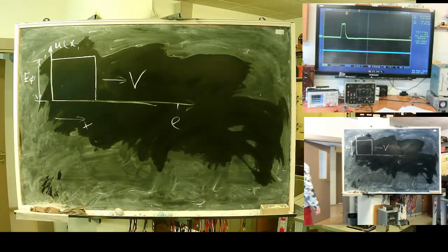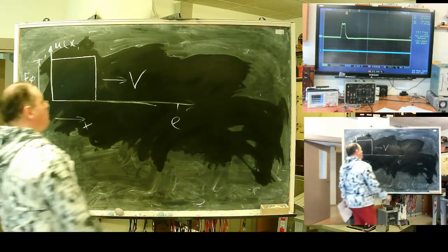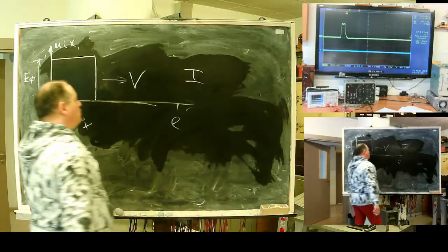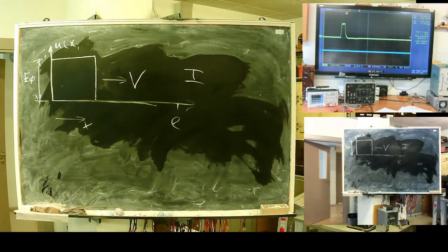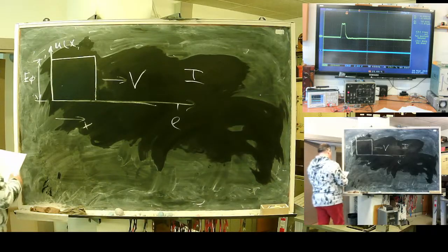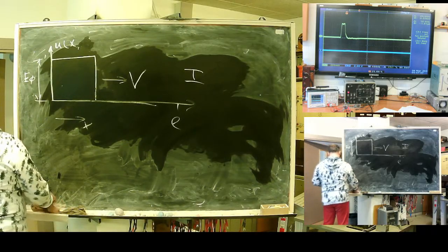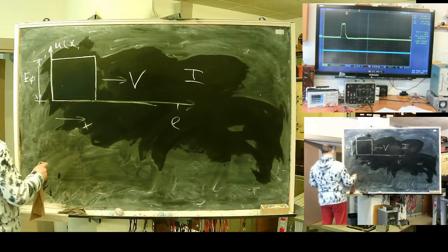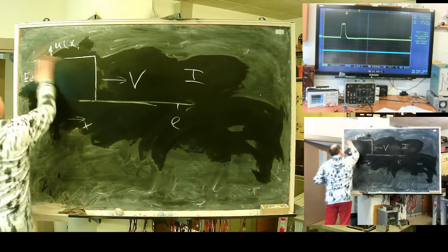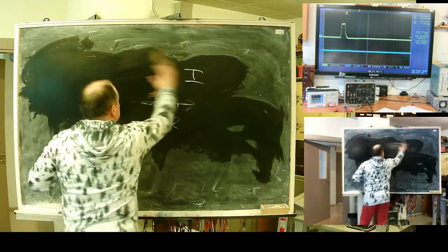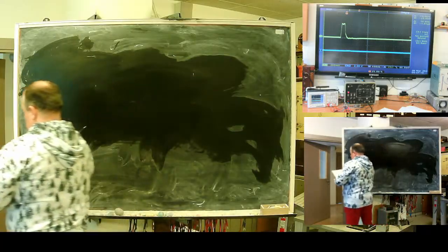Voltage as a function of x. Stage number 1: the wave propagates forward. Stage number 2: one second, I will draw stage number 2.